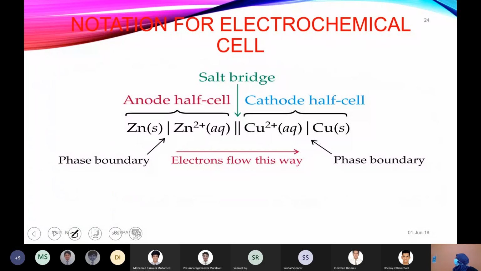Always remember that first you have to write the anode, and only then the cathode representation.